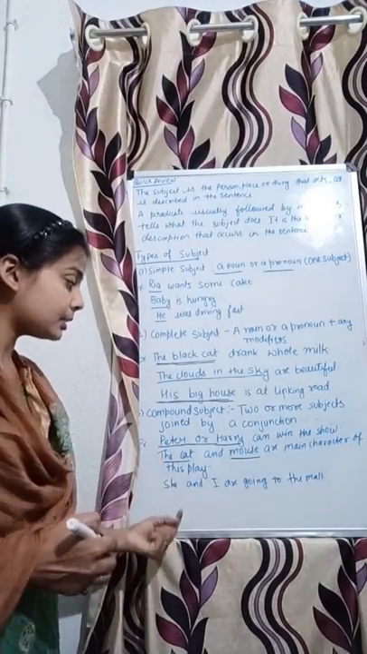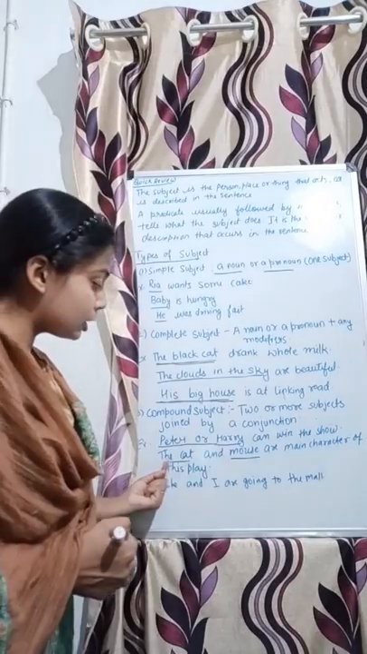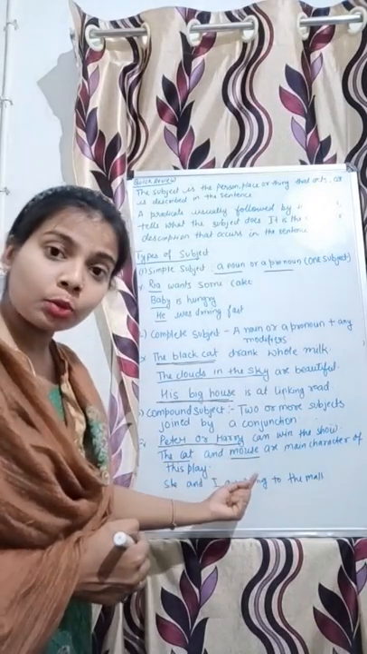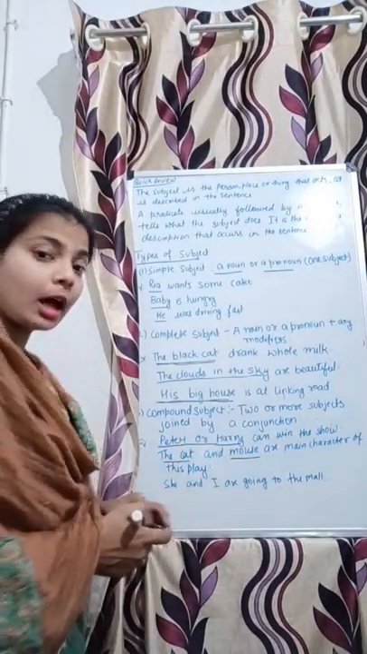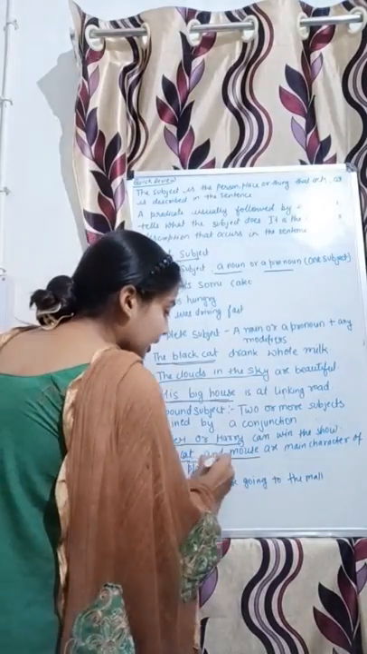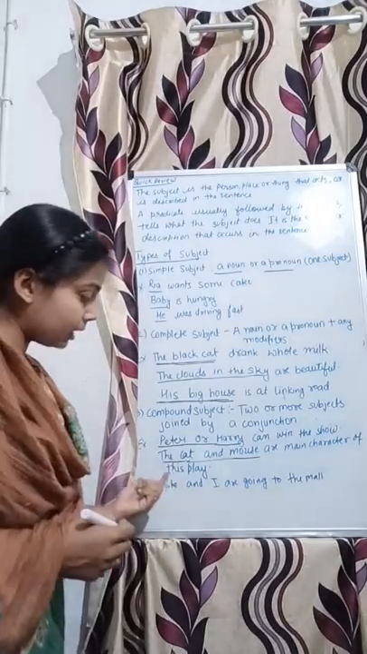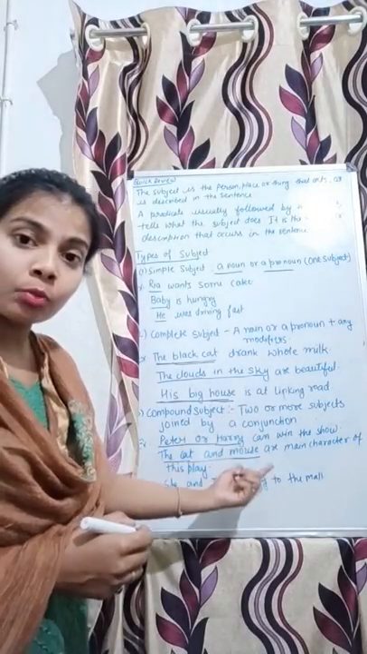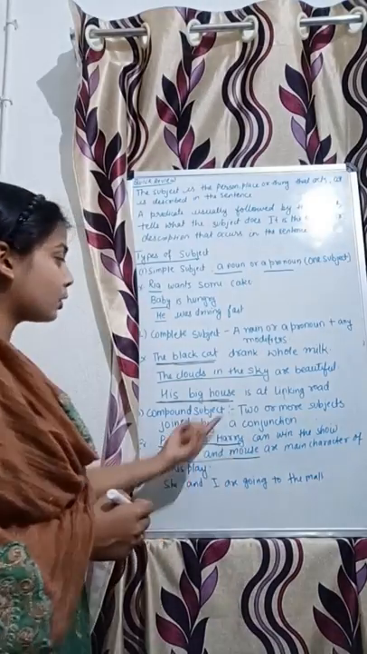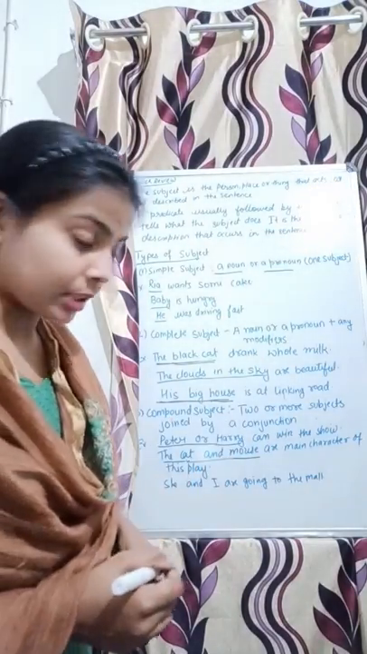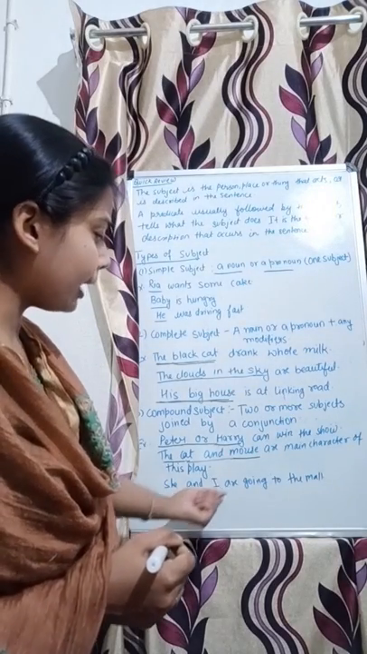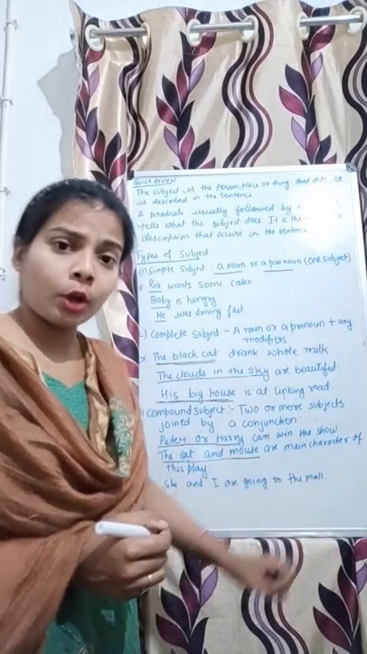Now here in this sentence, the sentence is talking about the cat and the mouse. And these two nouns are joined with the conjunction and. So here there are two subjects, cat as well as mouse. So these both are called compound subject. Let's take one more example. She and I are going to the mall.